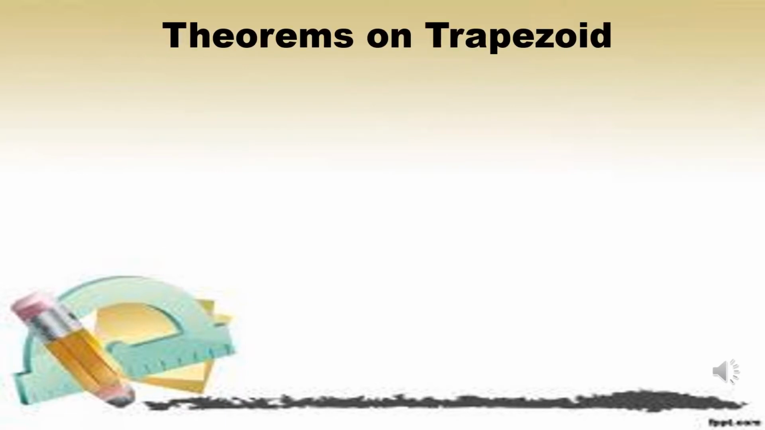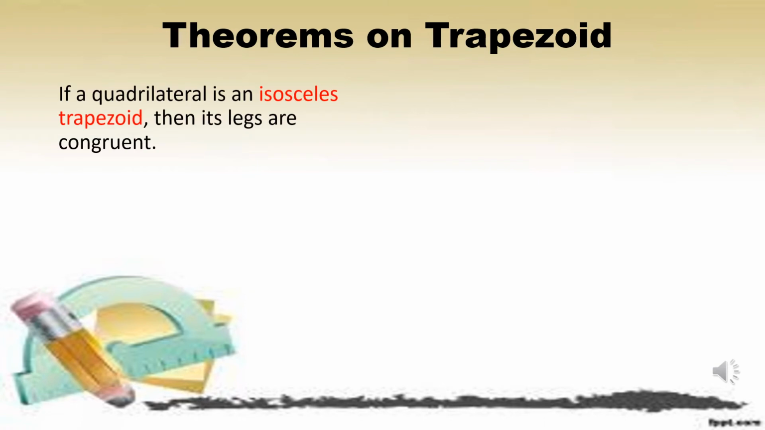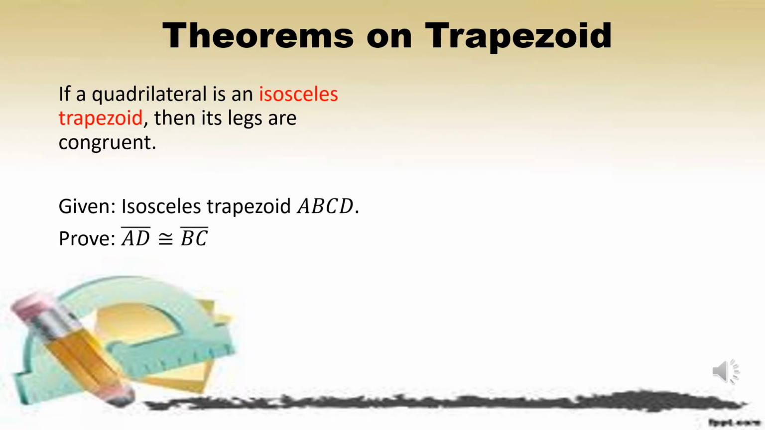There are many theorems on trapezoid, but for this video, we'll be proving two of those theorems. So the first theorem is, if a quadrilateral is an isosceles trapezoid, then its legs are congruent. So, given isosceles trapezoid ABCD, as you can see the figure, prove that segment AD is congruent to segment BC.